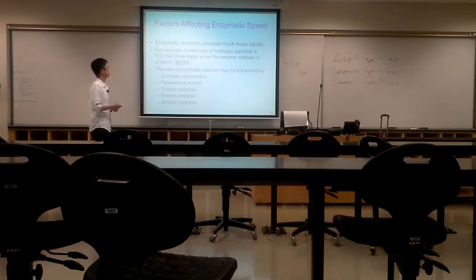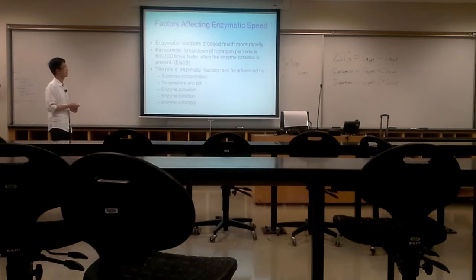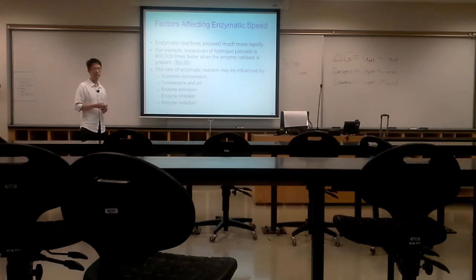So with enzyme, we can speed up the reaction much faster. An example is hydrogen peroxide. If we have catalase, which is an enzyme in most living cells, catalase can speed up the breaking down of hydrogen peroxide 600,000 times faster. In our Bio3B lab that most of you are taking right now, you will do an experiment using catalase from tomato juice to break down the hydrogen peroxide.